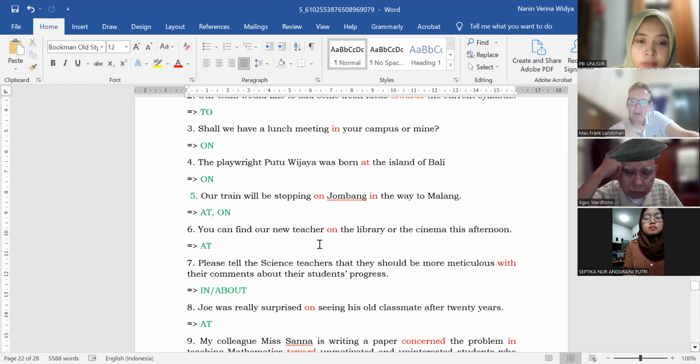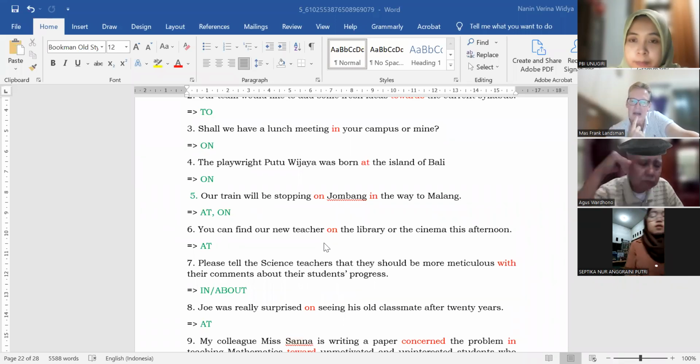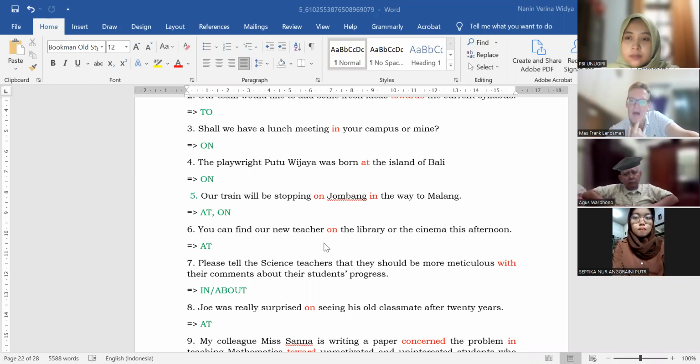Jadi tempat pendidikan dan hiburan, like the library, the cinema, a college, a university, always at. So, simple rule, places of education and entertainment. You can have fun. Use at. So here you can find our new teacher at the library or at the cinema this afternoon.